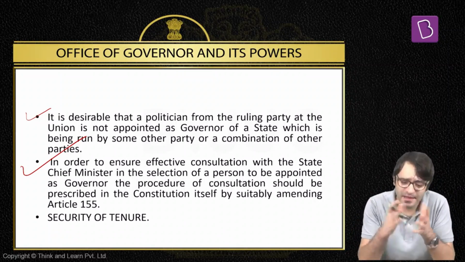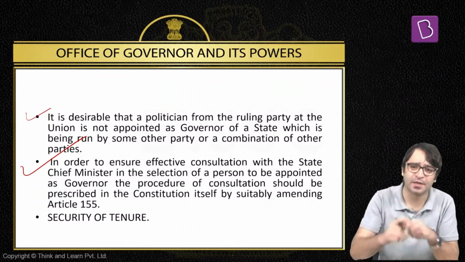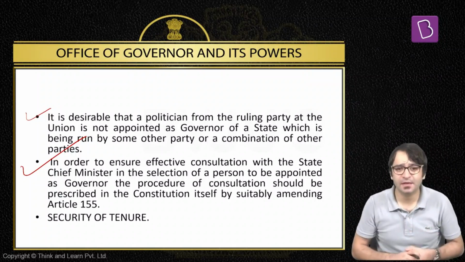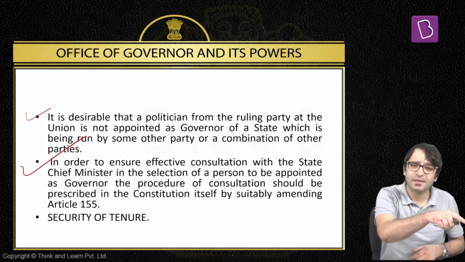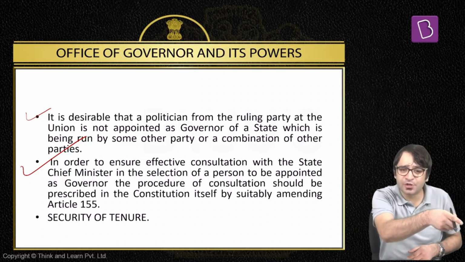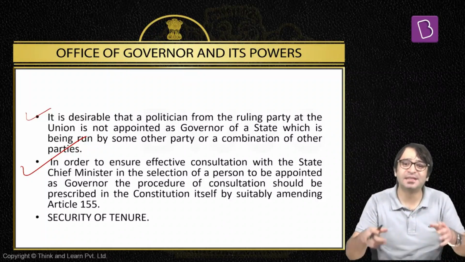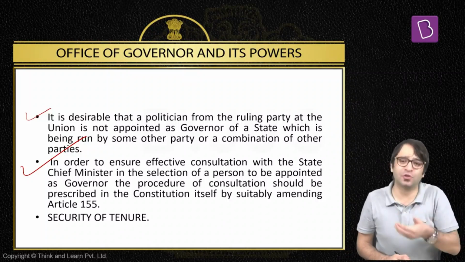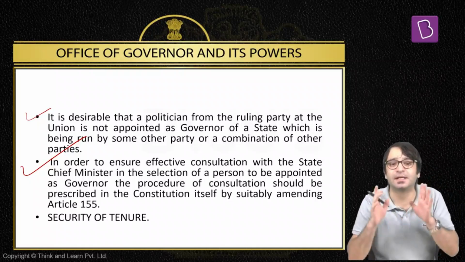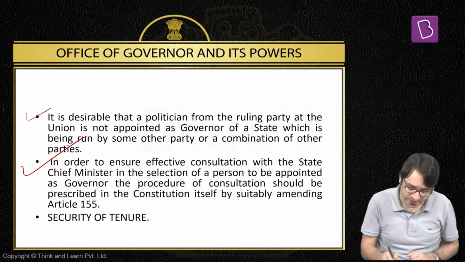Another recommendation of the Sarkaria Commission. I told you at the beginning there are only two qualifications required for someone to be appointed as the governor of a state. Citizen of India, must have completed 35 years of age. But additionally, two conventions have also developed. Consult the chief minister. But we don't consult the chief minister. If the chief minister is from the opposition political party, we don't consult the chief minister. The Sarkaria Commission said this consultation should be necessary. And in fact, it should be mentioned in the constitution that while appointing the governor to a state, the chief minister shall be consulted.